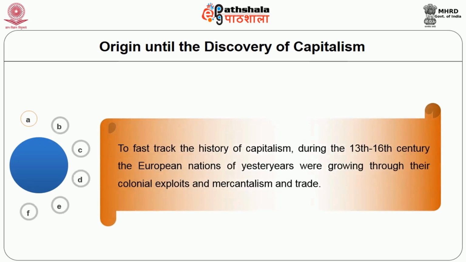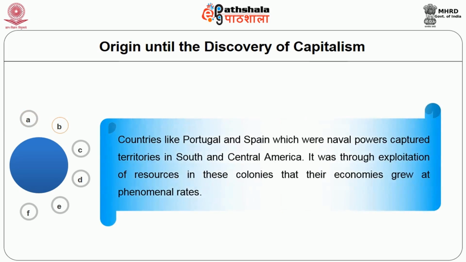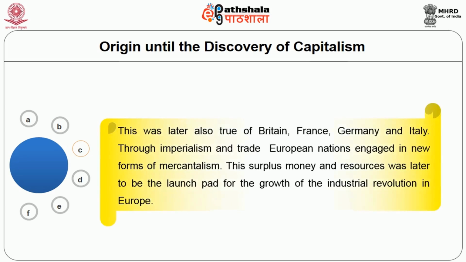To fast track the history of capitalism, during the 13th to 16th century, the European nations of yesteryears were growing through their colonial exploits, mercantilism and trade. Countries like Portugal and Spain, which were naval powers, captured territories in South and Central America. It was through exploitation of resources in these colonies that their economies grew at a phenomenal rate. This was later also true of Britain, France, Germany and Italy. Through imperialism and trade, European nations engaged in a new form of mercantilism. This surplus money and resources was later to be the launchpad for the growth of the Industrial Revolution in Europe.